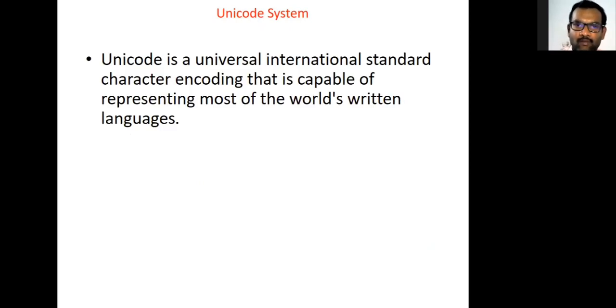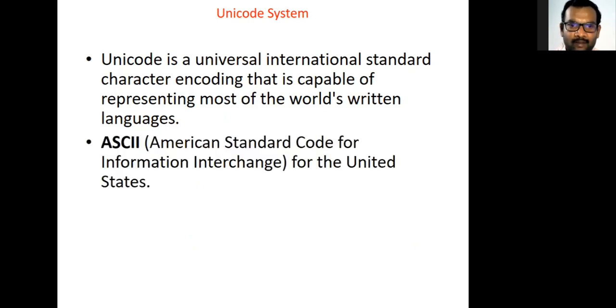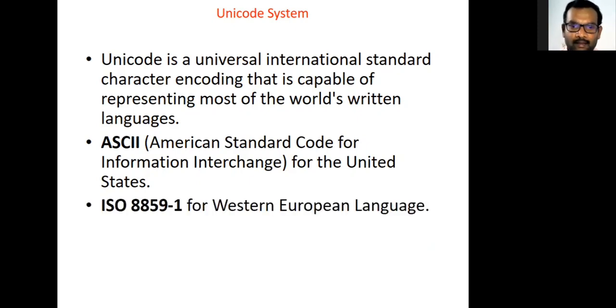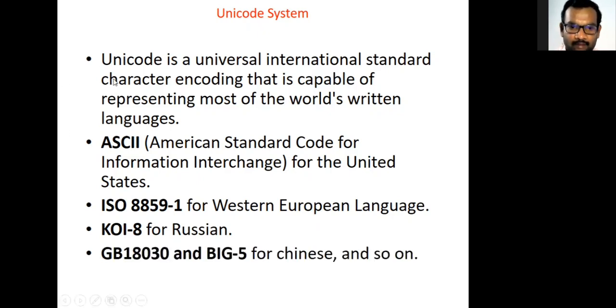As I told, Unicode is the universal standard character encoding system which is used to represent multiple international languages. Unlike ASCII, which supports only the English alphabet, and C language supports only the ASCII character system. And there is one more system, like Western European languages follow one standard and Russians follow another standard. And among all of them, Unicode is supported by multiple languages. And this is for Chinese.